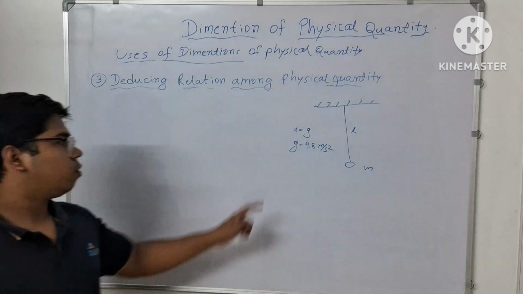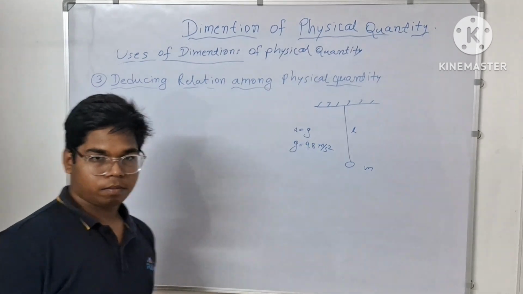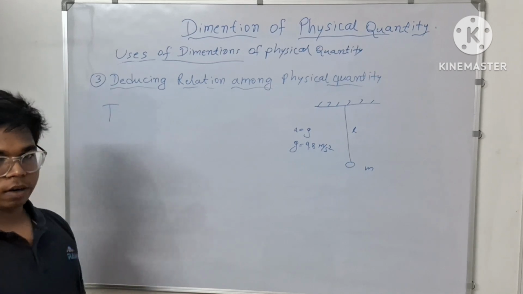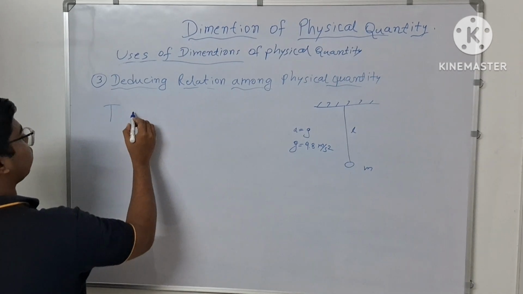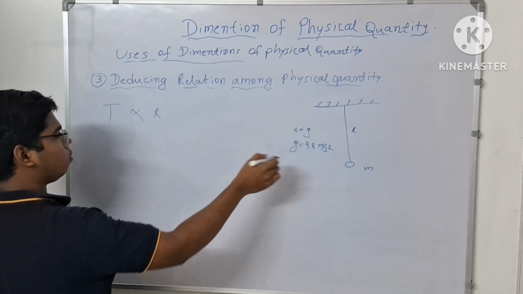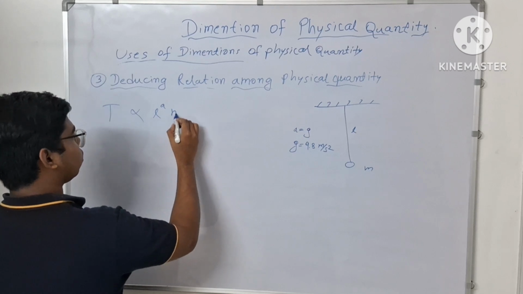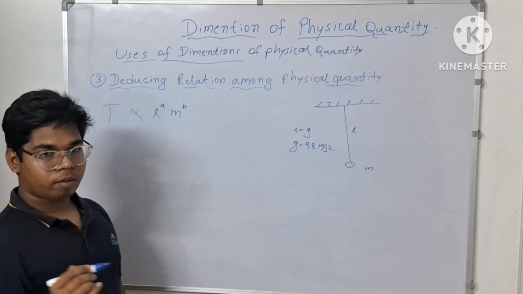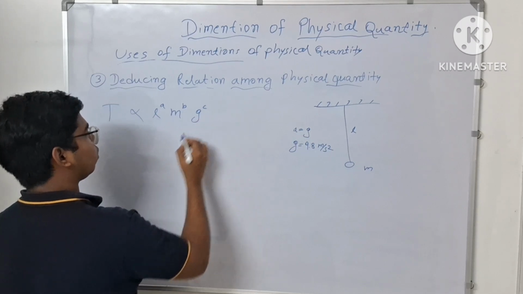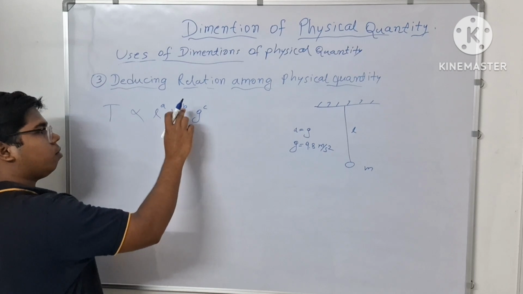So we know these three physical quantities will affect the time period of this pendulum. The time period is denoted as capital T, and this time period is directly proportional to the length of the string power a, multiplied by mass power b, multiplied by gravitational constant g power c. All three physical quantities' powers are a, b and c.